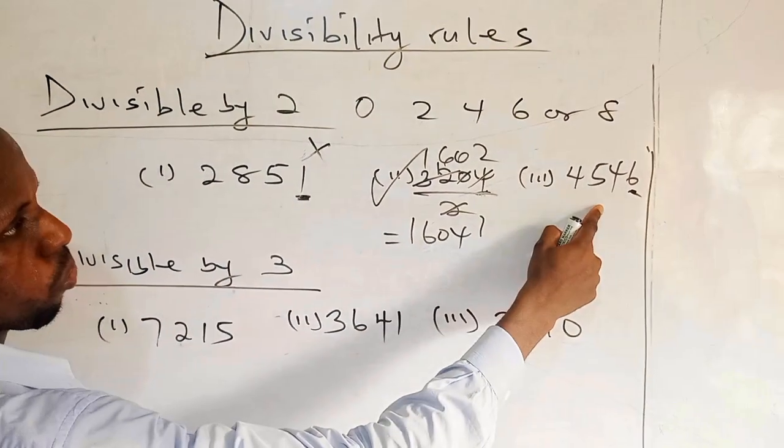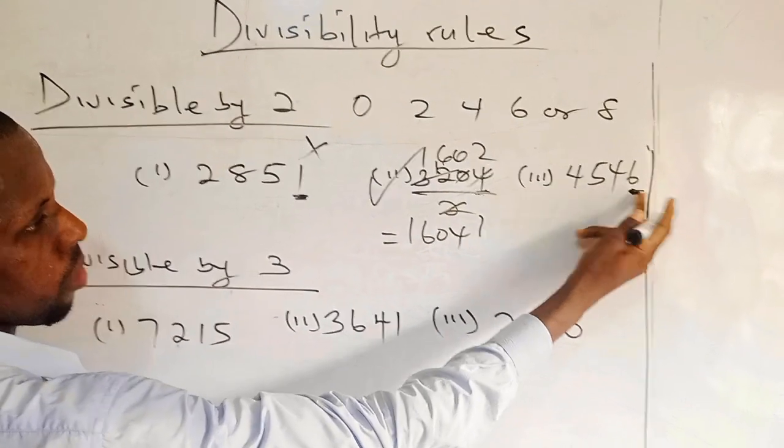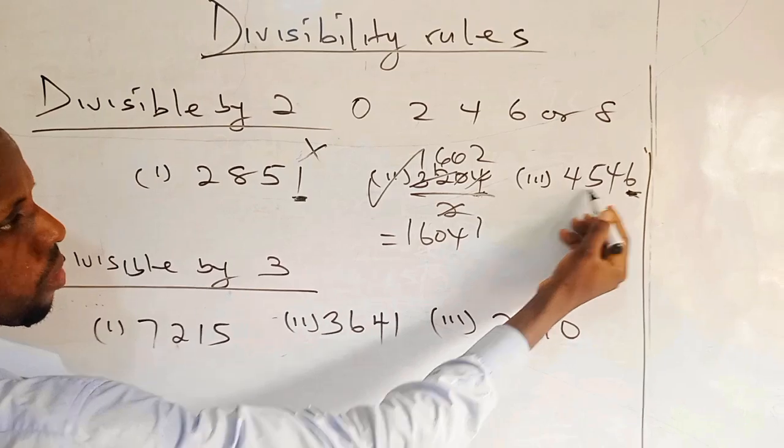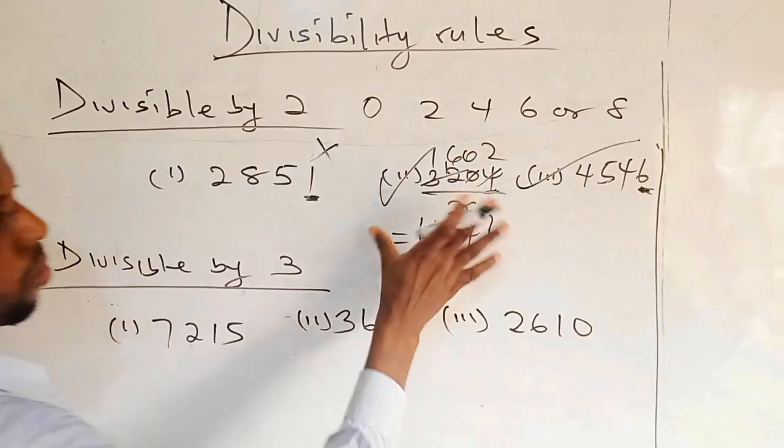Can we divide this by 2? Yes, because the last digit here is an even number. So we can divide 4,546 by 2.